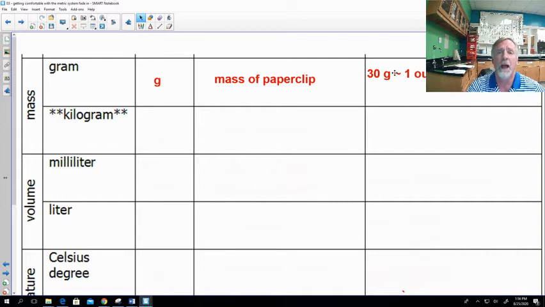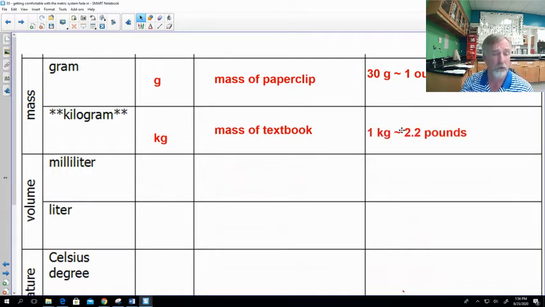Our next unit of mass is the kilogram. We abbreviate that as kg for short. What's something that has a typical mass of about a kilogram? That would be a textbook. I don't know if you guys have many of those anymore, but a textbook would be about a kilogram in mass. How do we compare that metric unit to an English unit? 1 kilogram is about 2.2 pounds. Okay.